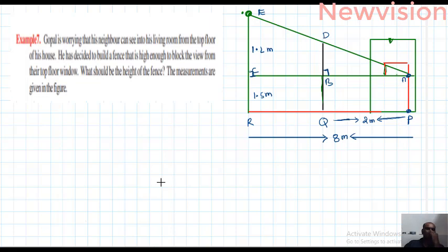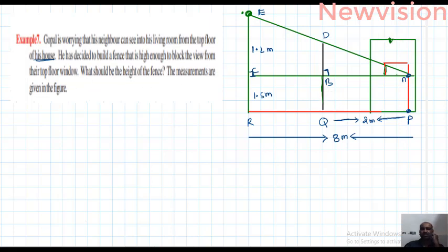Students, this is an example problem. Yeah, an interesting problem. Observe here. Gopal is worrying that his neighbor can see into his living room from the top floor of his house. He has decided to build a fence whose height is enough to block the view from the top floor window. What should be the height of the fence? The measurements are given in the figure. This is the figure.